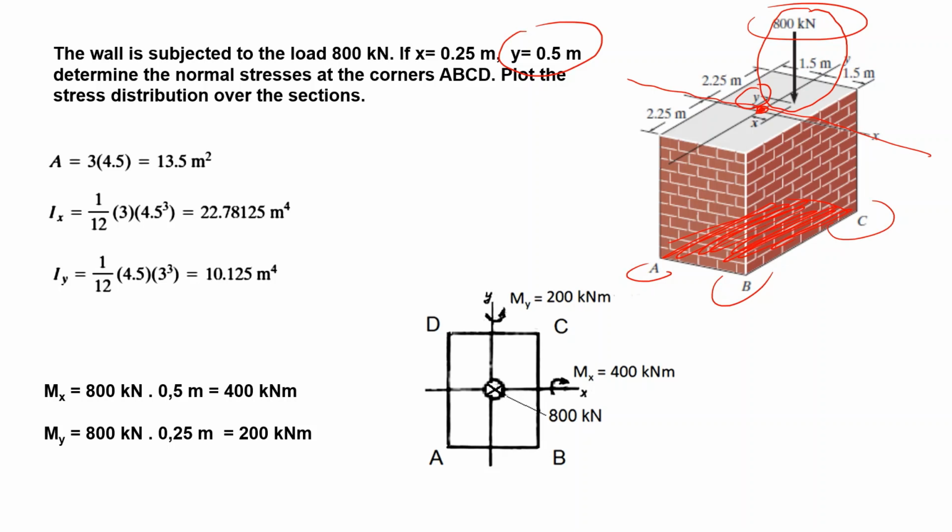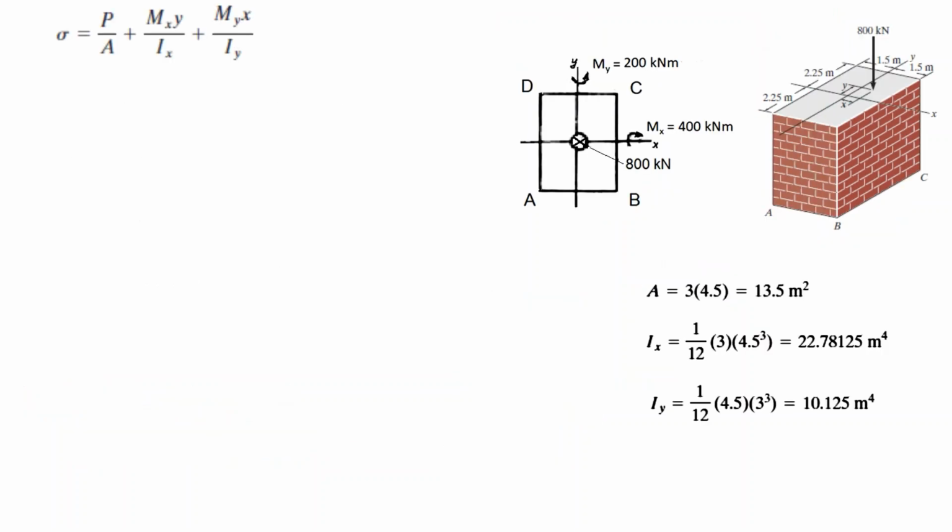Due to this moment arm, this force will cause a bending moment around the x-axis, 800 kilonewton times 0.5 meter, that makes 400 kilonewton meters. The same for the y-axis; this time the distance is x, and the moment trying to bend around the y-axis is 800 kilonewton times 0.25 meters, which makes 200 kilonewton meter. So due to this 800 kilonewton in our section ABCD, compression of 800 kilonewton, bending Mx of 400 kilonewton meter, and another bending moment around y of 200 kilonewton meter will be acting.